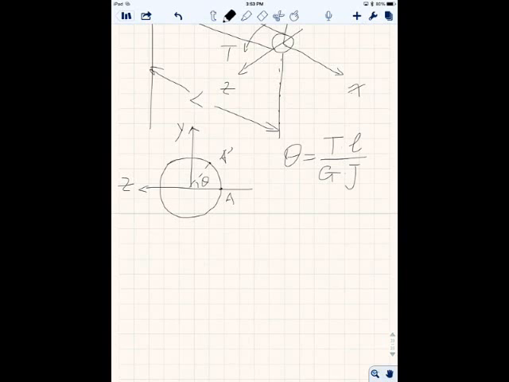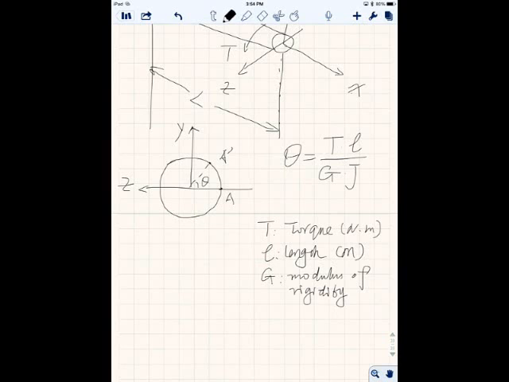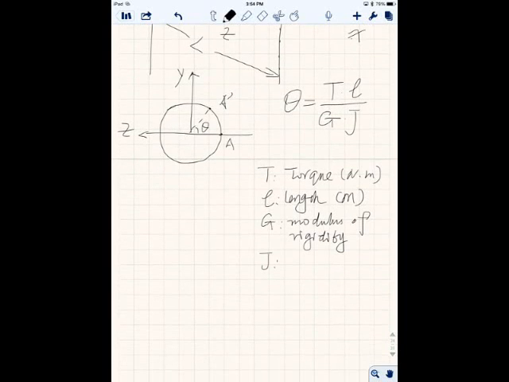So this T over here is torque, Newton times meter. Torque is actually a very similar quantity to moment, because they have the same unit, Newton times meter. In the next example I'm going to show you, we have three-dimensional loadings, where some torque and moment are interchangeable. L is the length, G is the modulus of rigidity, and J is the polar second moment of inertia.